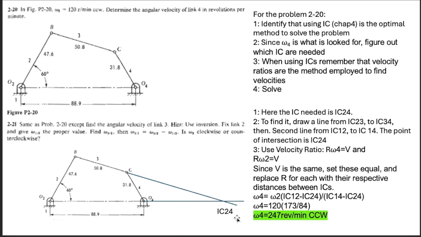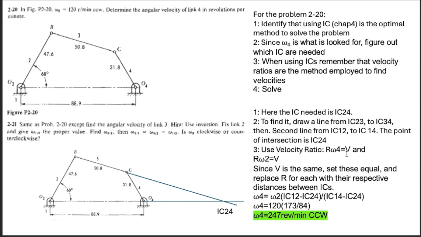So that's why we have these 2 blue lines drawn out, and you're going to draw a line to infinity. But we know where it is, so we're not drawing it out to infinity. If you're not certain where it is, you can just continue drawing it until you find the crossing point. You find the point where these intersect, and that is your new instant center. Now that you have it, you're going to work the velocity ratio.